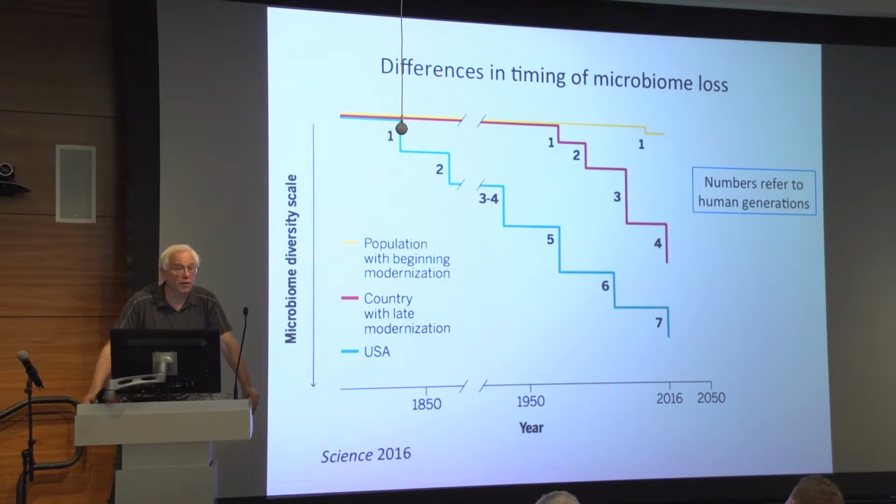Recently, I've expanded this work as well. Here's this step down that I showed before. This might be a country like the United States. This might be a country like India or China that began its development later, but is progressing very rapidly. These might be Amerindians in South America who haven't had much modernization. So the start of the loss and the pace of the loss may differ locally.